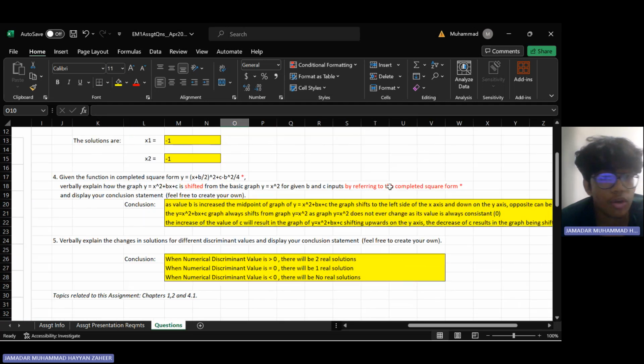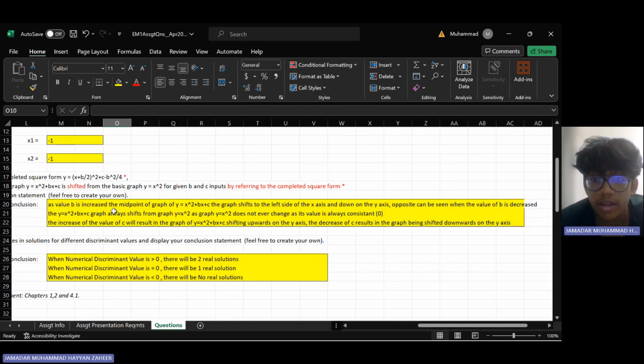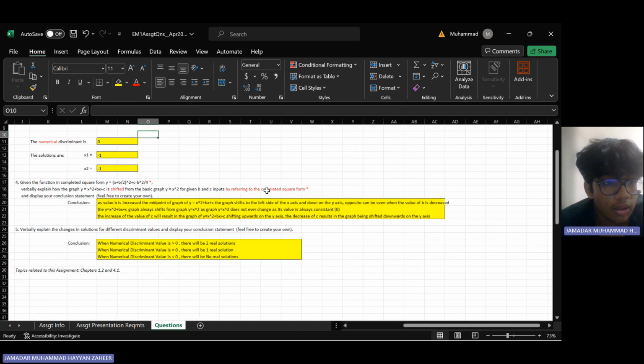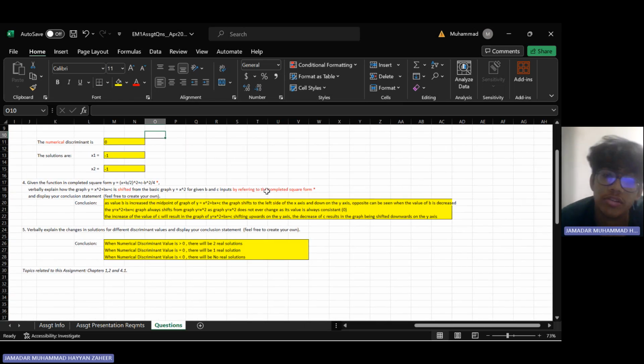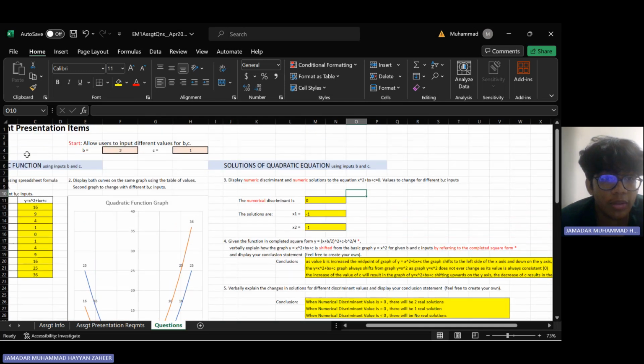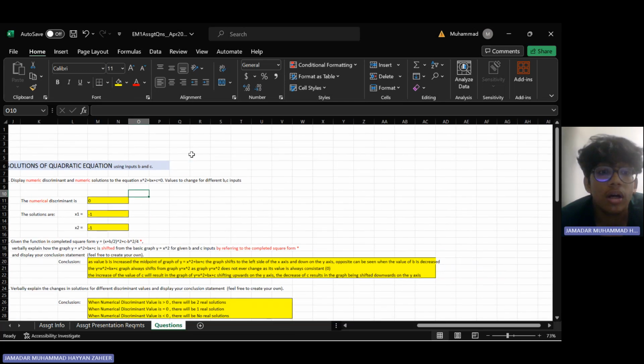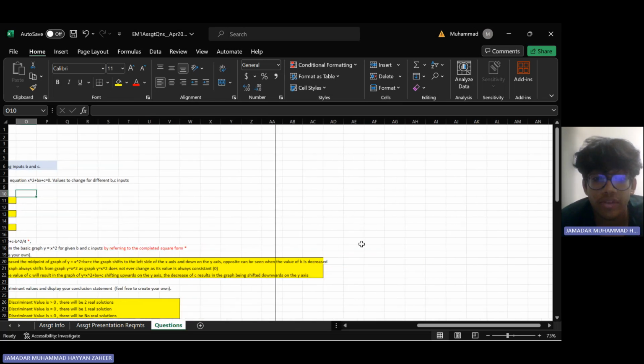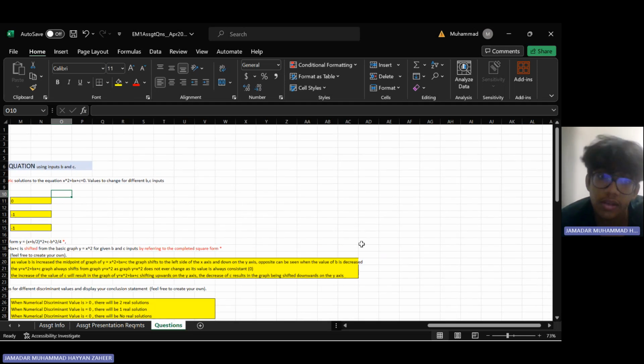Okay, now let's continue on with question number 4. Given the function, I wrote my conclusion statement as you can see here. There's a slight error there, but it's okay. Basically, how this graph shifts is that when the value of b is increased without increasing c, a change will happen. The midpoint of the graph will shift to the left side of the x-axis, and it will shift downwards on the y-axis. The opposite can be seen when the value of b is decreased.